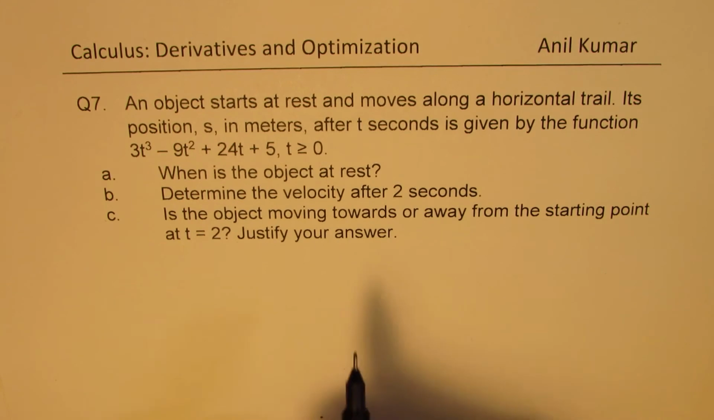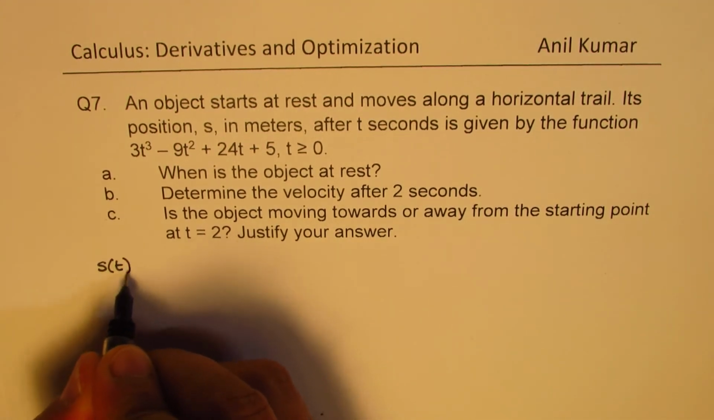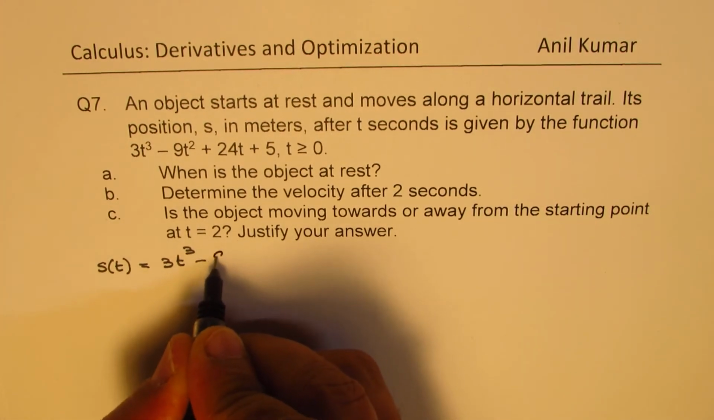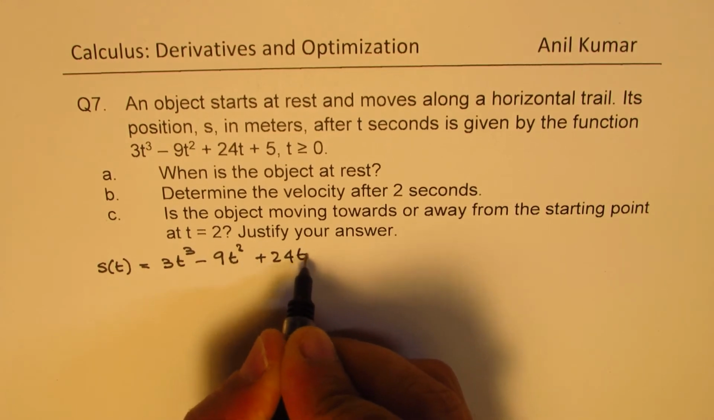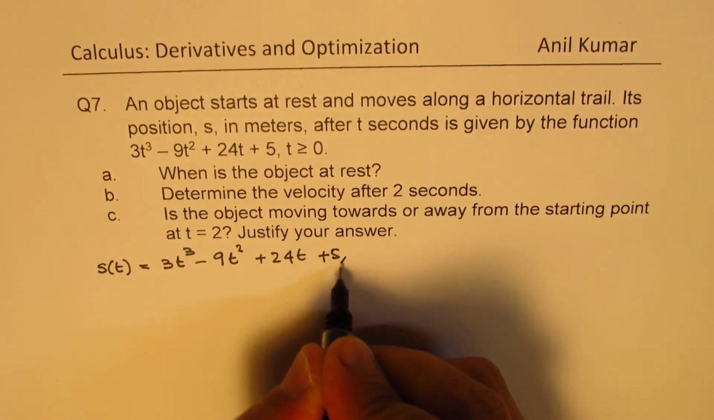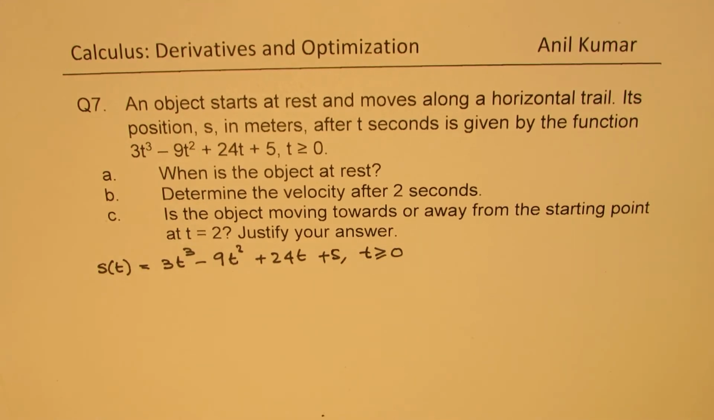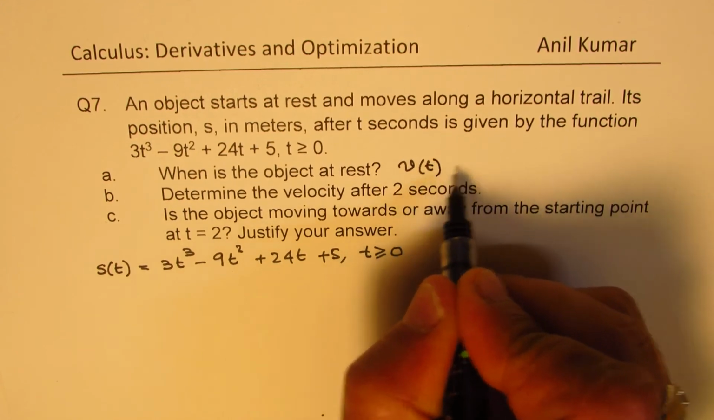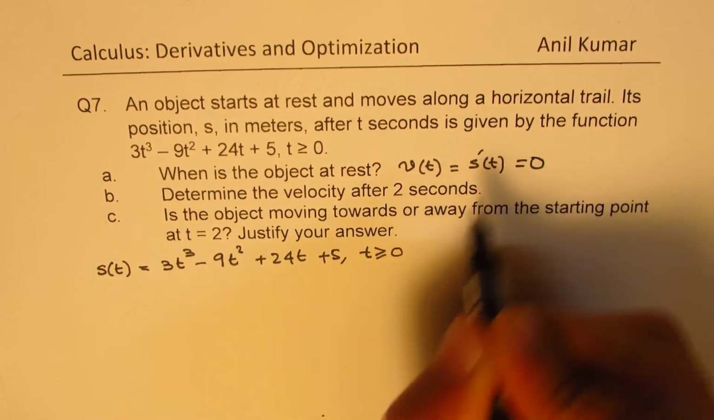Justify your answers. So here we are given the displacement function s of t equal to 3t cubed minus 9t squared plus 24t plus 5, where t is greater than or equal to 0. When is the object at rest? It is at rest when the velocity, which is the derivative of displacement, is equal to 0, right?